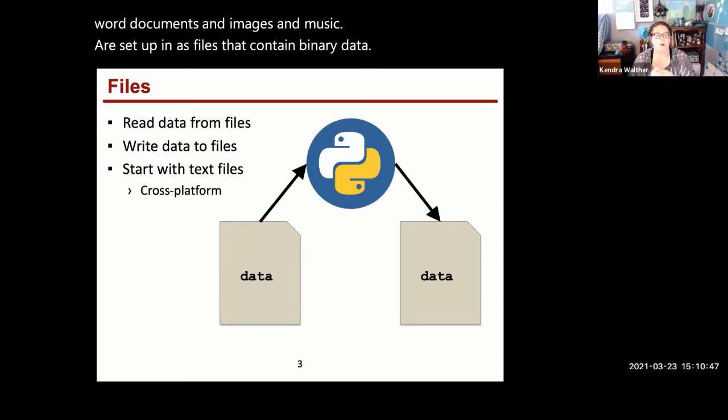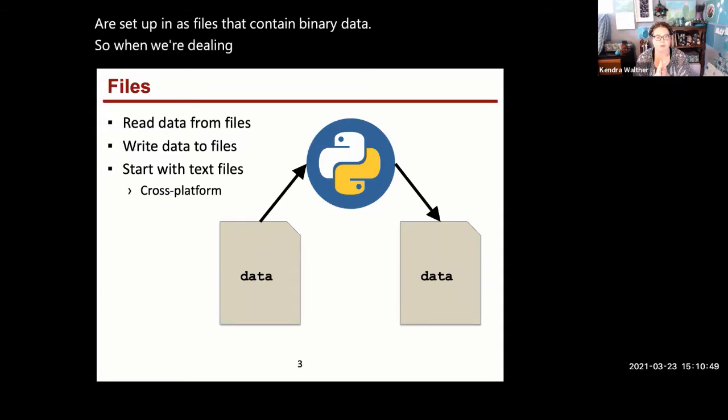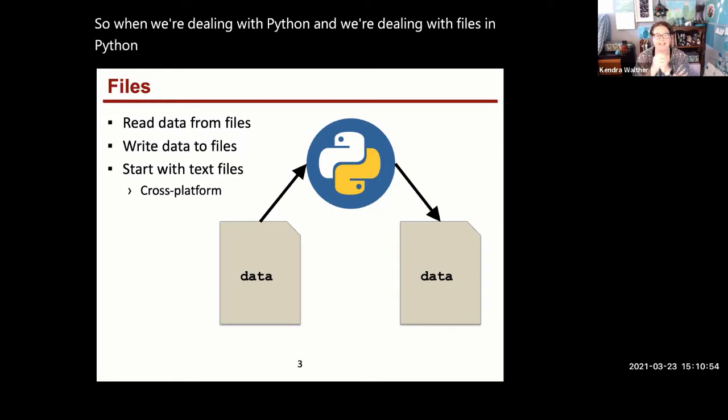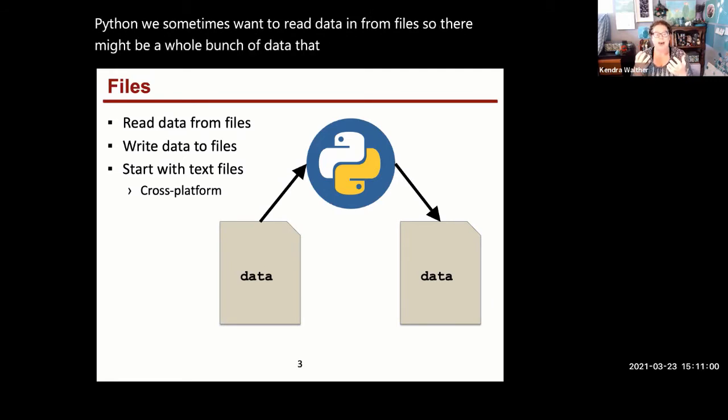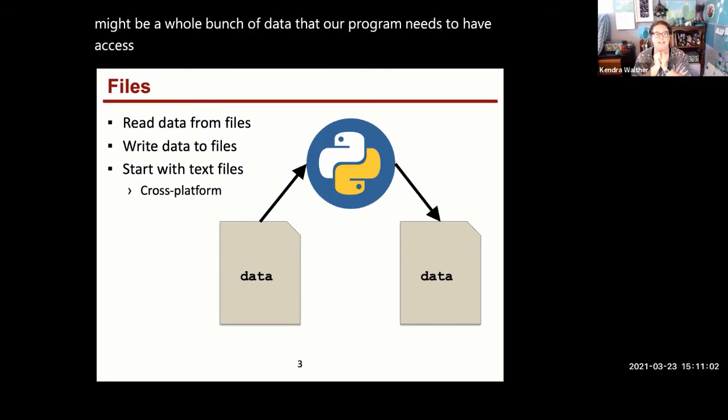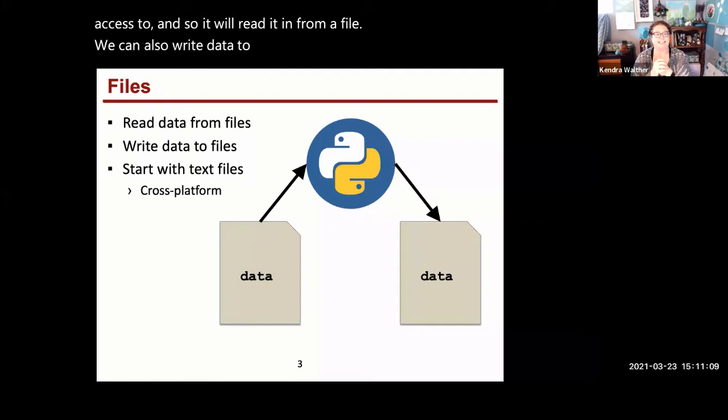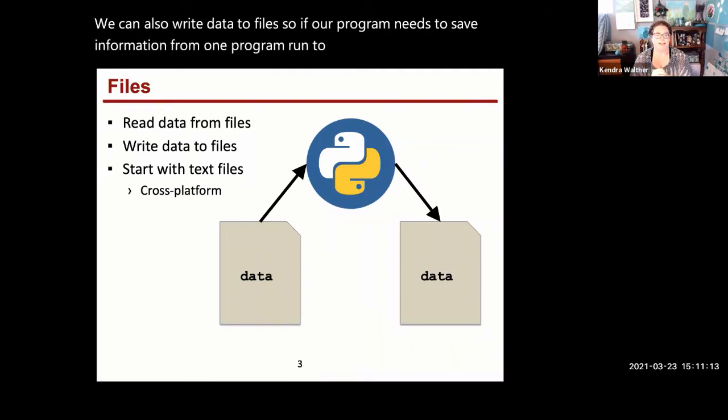So when we're dealing with files in Python, we sometimes want to read data in from files. There might be a whole bunch of data that our program needs to have access to, and so it will read it in from a file. We can also write data to files. If our program needs to save information from one program run to another, then we would write that data.